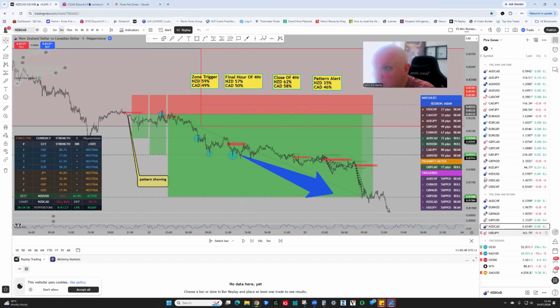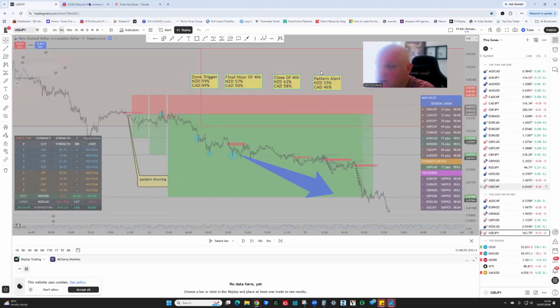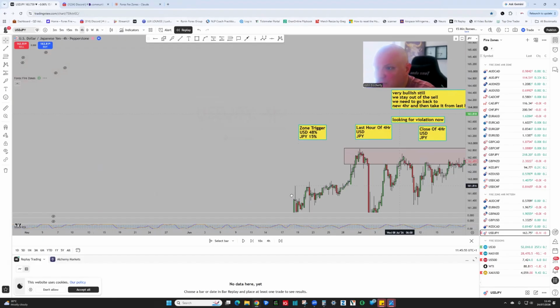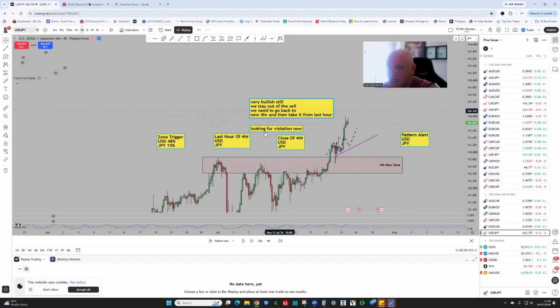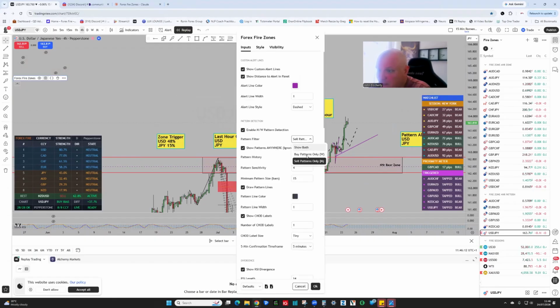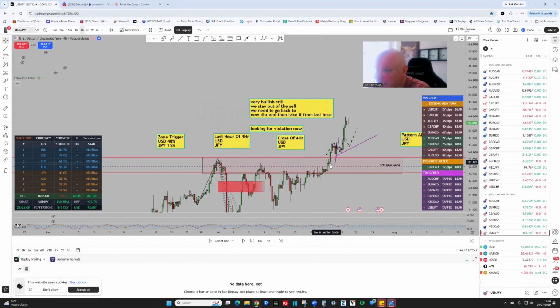The USD JPY, on the other hand, we were looking at this, and it was very bullish, and we stay out of the sell. We need to go back to the 4 hour and then take the last hour. We pushed right through. You can see from these candles here, we massively pushed through here. So this was setting up what we call a violation setup. So again, when that had happened, we can't get a sell from here.